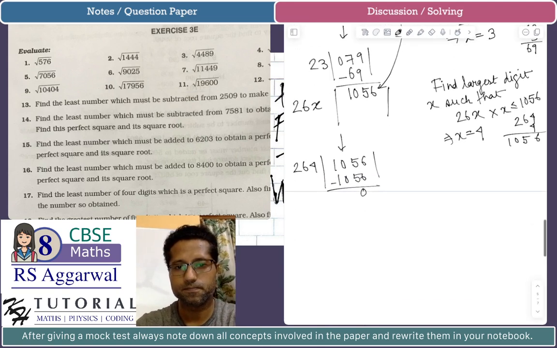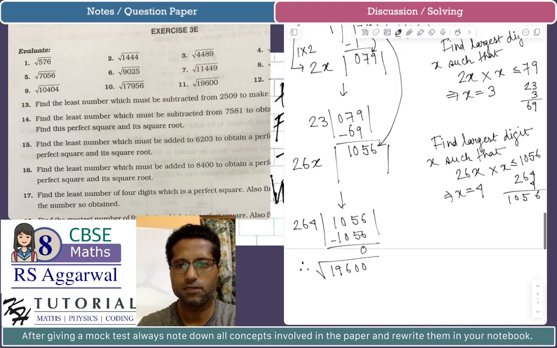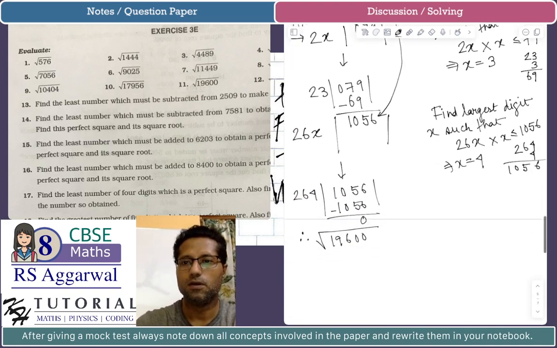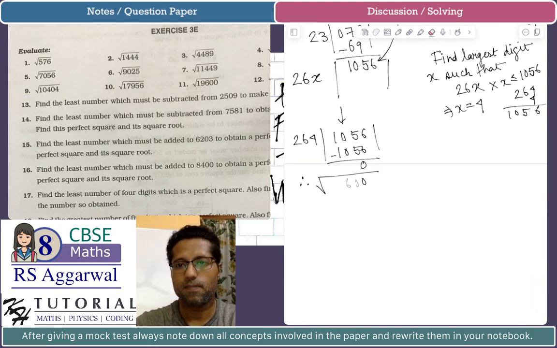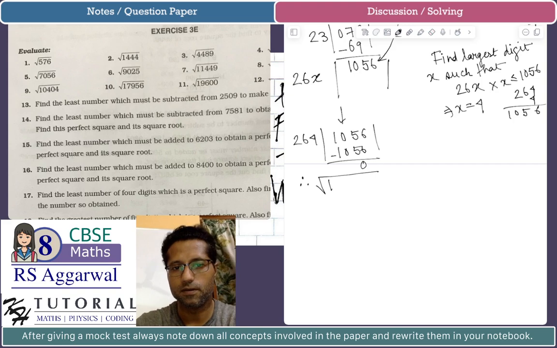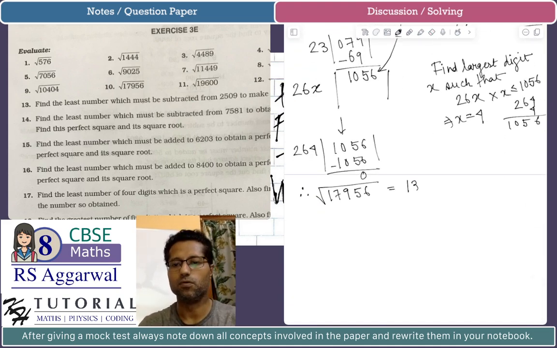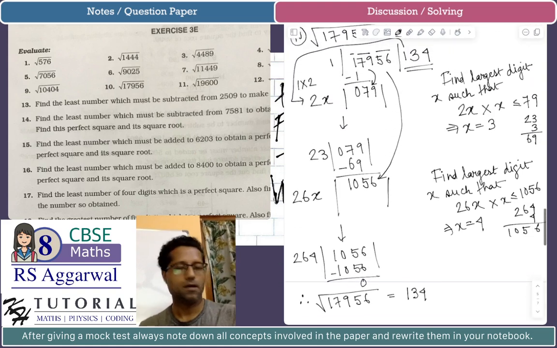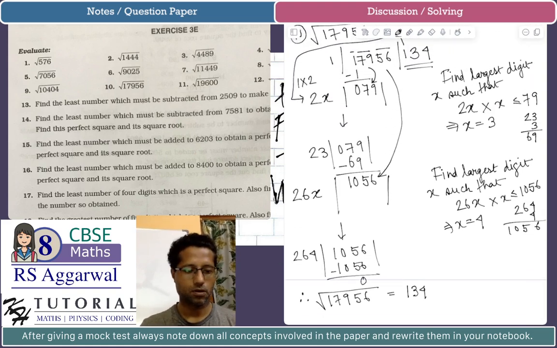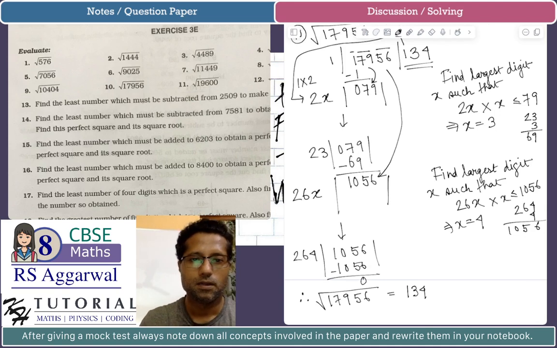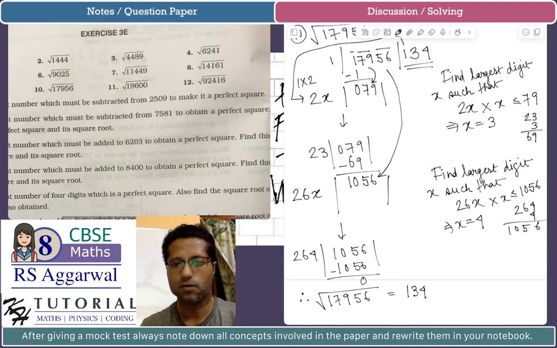So therefore, the square root of 17956 is equal to 134. Are we doing 19600? No, 17956. I will quickly check whether this is correct or not. 134 multiplied by 134 is 17956. Okay, fine. Now I will do the last one, that is 9416.